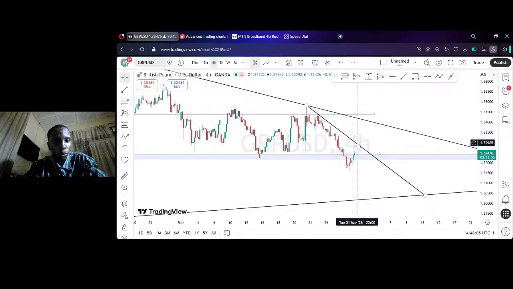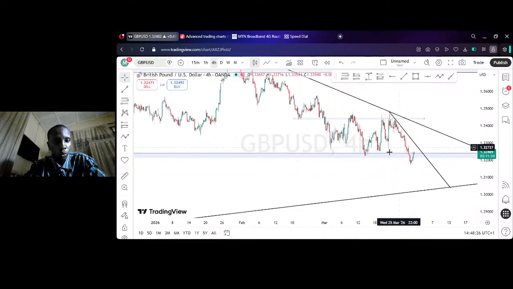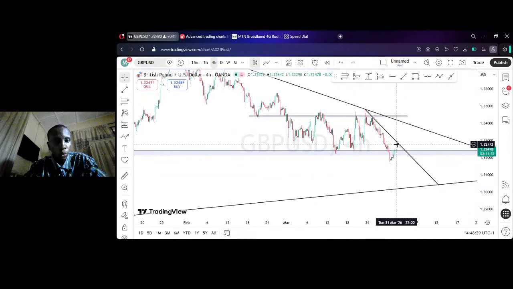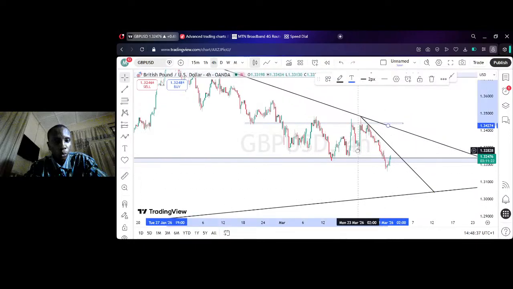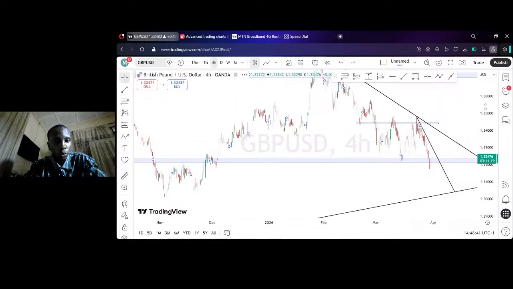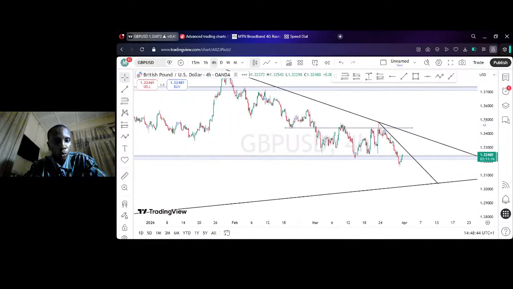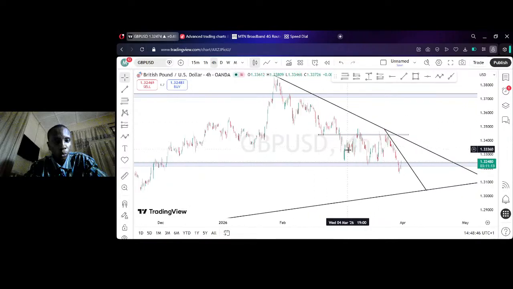We need to see a candlestick reaction right here to tell us either to sell this market to the downside or to buy. But if price can reject from this trend line right here, we are coming down. GBPUSD will come down. If this third touch point is rejected for the third attempt, we are coming down. But if it should break out from here, we are coming up. So that is that on GBPUSD.